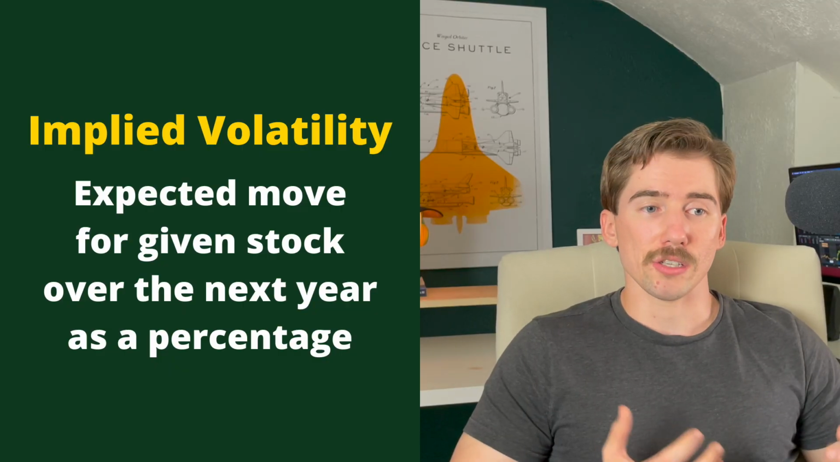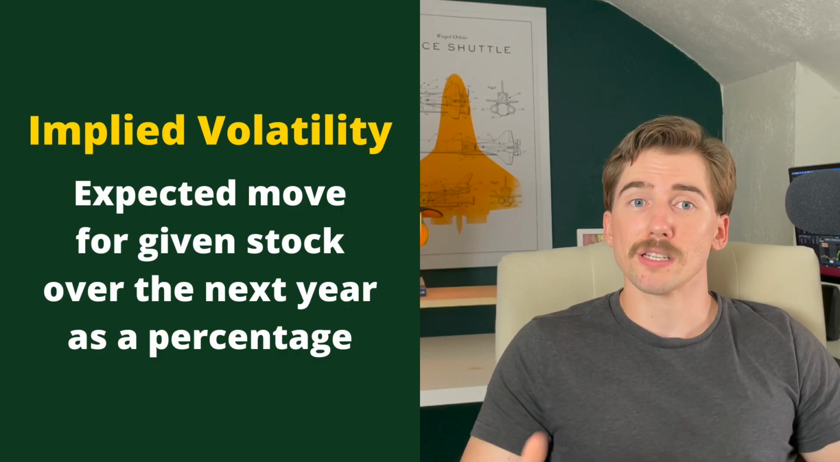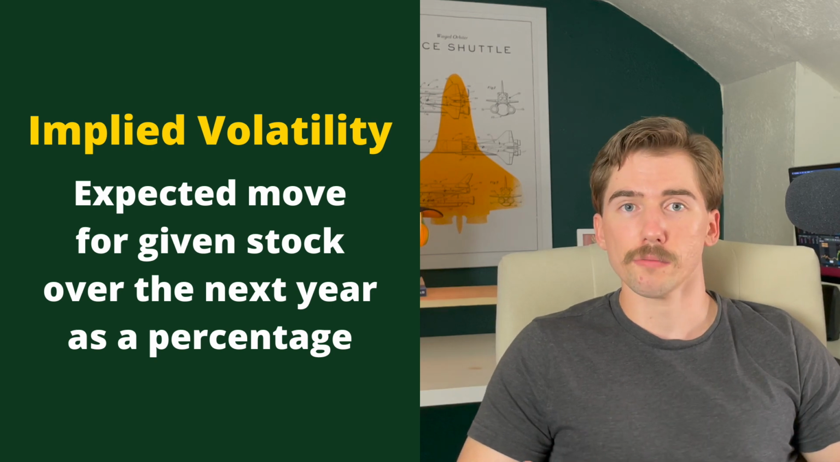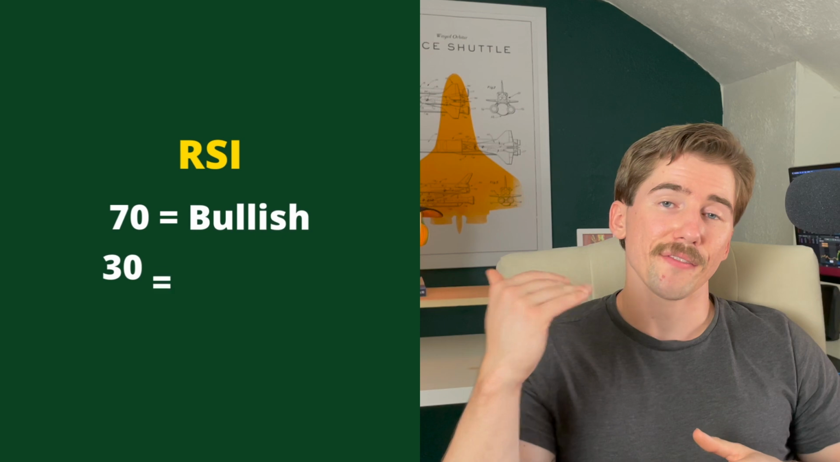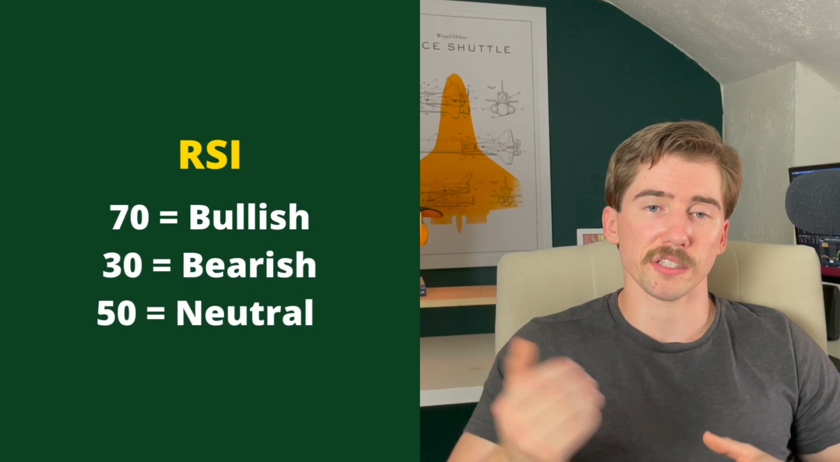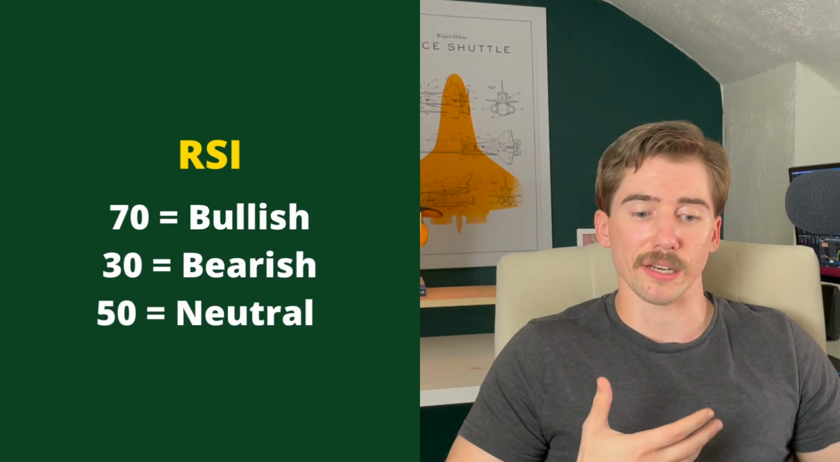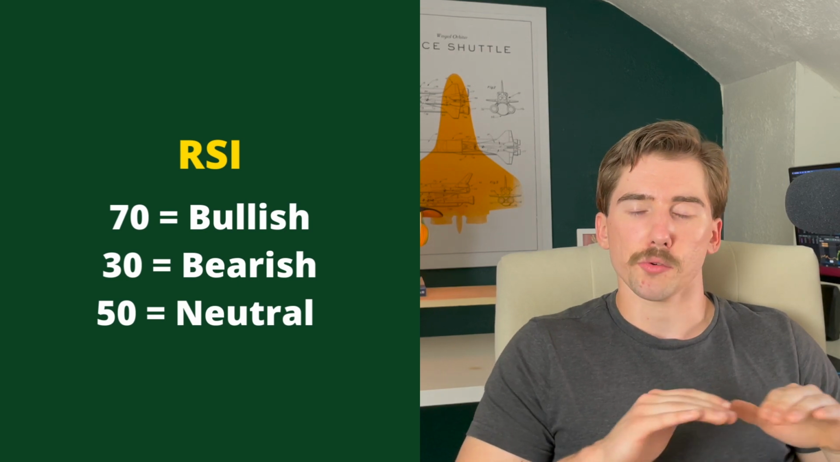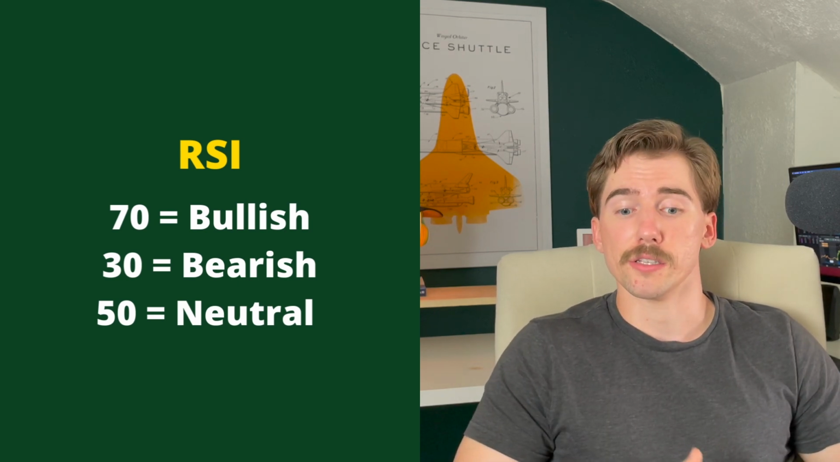Implied volatility is just what it sounds like. This is the expected move for the stock over the next year as a percentage. Then I use relative strength index, which tells me if a stock is bullish or bearish. If it's closer to 70 RSI, that means that it's bullish. If it's closer to 30 RSI, that means it's bearish. And if it's around 50, that means that the stock is neutral.